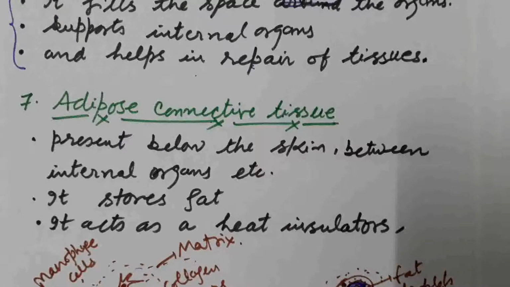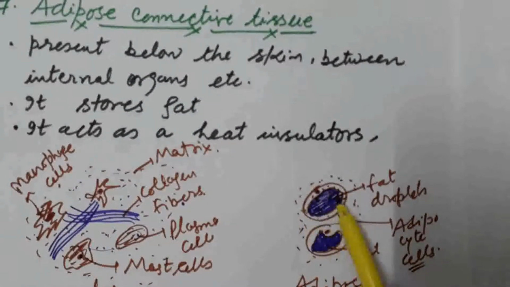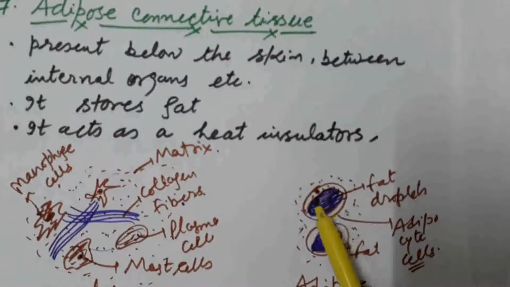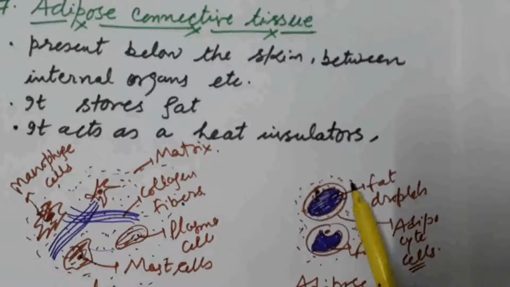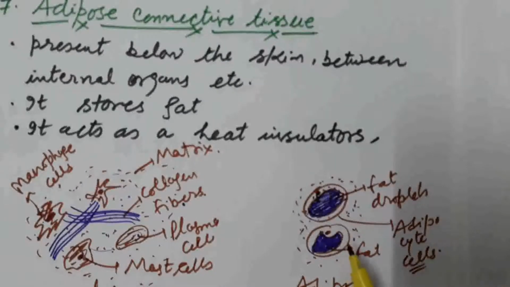So in adipose connective tissue, these are the adipocyte cells in which fat droplets are stored. The size of the fat droplets is very large. That's why the nucleus is shifted towards the periphery of these cells, and around these adipocyte cells the matrix is present. So this layer of fat tissue is deposited below the skin and around the internal body organs. They store the fat and act as heat insulators.